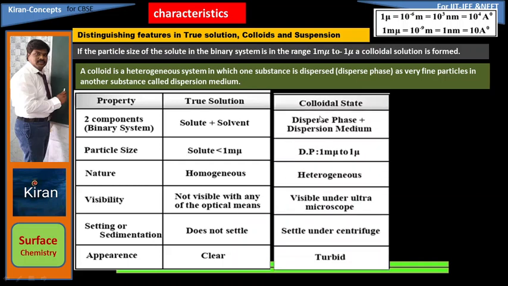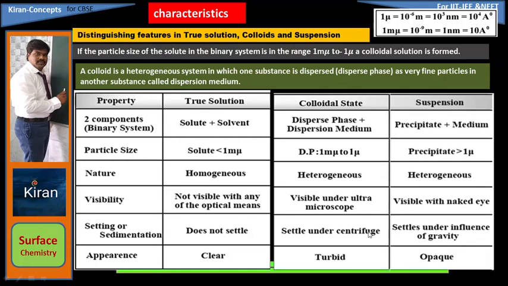Our topic is colloidal solution. This is formed by the combination of a dispersed phase and a dispersion medium, where the solute particle size is from 1 millimicron to 1 micron. It is a heterogeneous mixture. It is visible under the ultramicroscope. When you see through the ultramicroscope, we can observe the colloidal particles. It does not settle down, but it settles through the centrifugation process. It looks like turbidity.